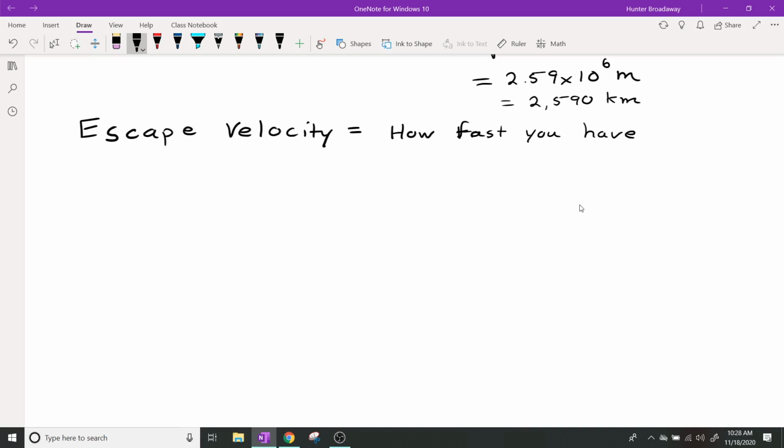Or like straight from the surface. Like if you just flat out had this velocity straight from the surface, you would leave, you would not come back. It'd just be how fast you have to be going to escape Earth's gravity. Okay, to escape.